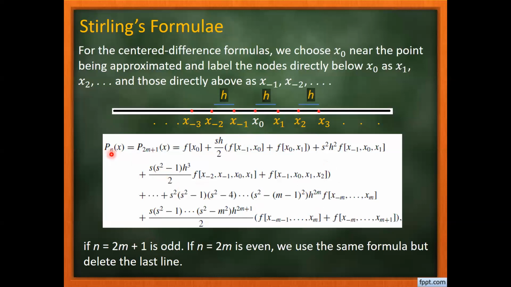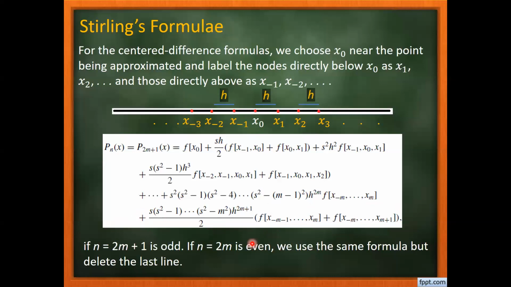And do remember, n does not represent the total number of nodes. It represents the index value of the last node. So if you start from 0 to the last node, n is representing that value. Now, if n is odd, you're going to use this formula. But if n is even, n is equal to 2m. In this case, we are going to use the same formula again, but we're just going to omit the last line. There will be no last line in the formula. So the rest of the formula will still be the same.